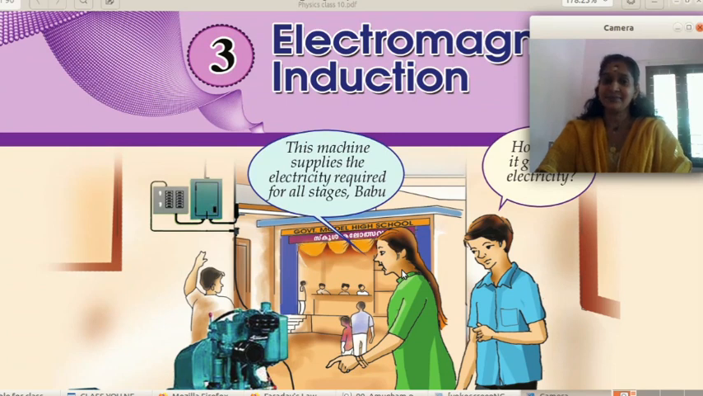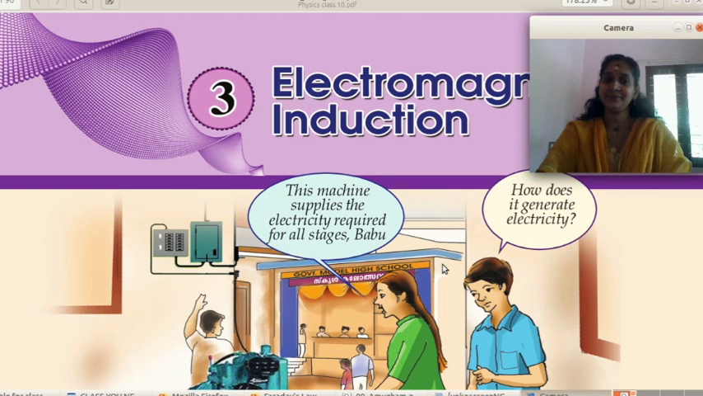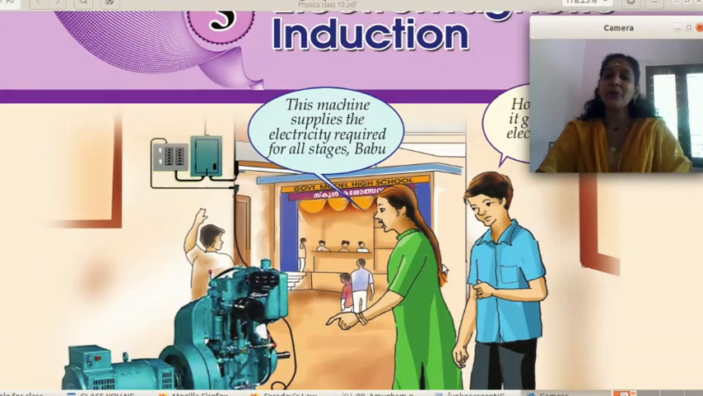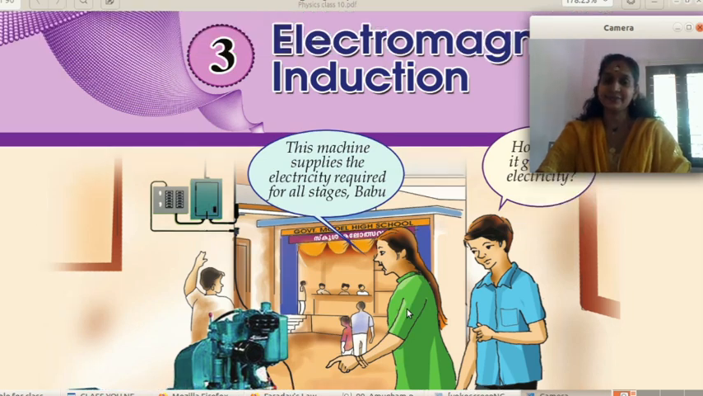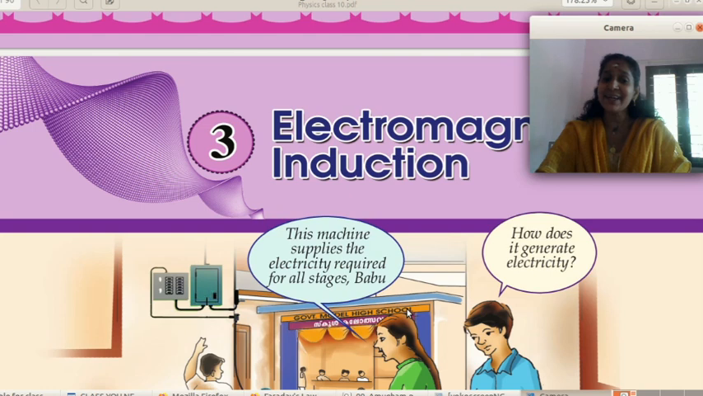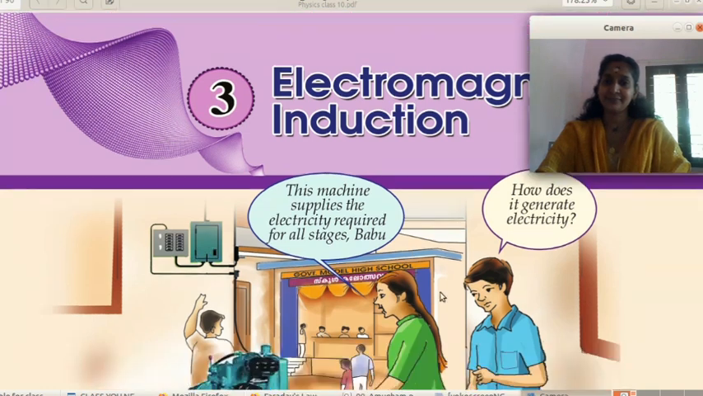In the picture, you can see a boy and a girl talking to each other. They are talking about a device. Did you ever see this device? Yes, it is a generator. Do you know? This device is a generator. What is the use of this device? Yes, it produces current.